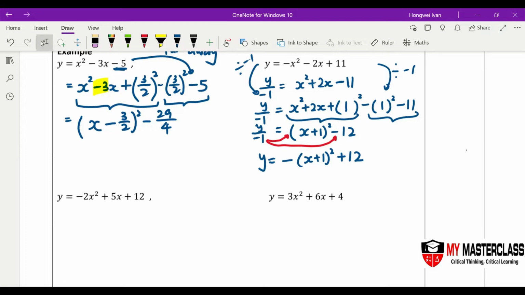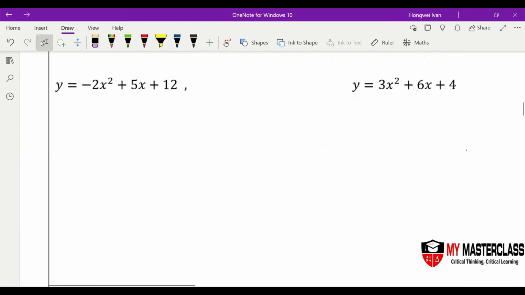Okay. So next one, you see, it doesn't start with x squared. What must you do? Minghui, what must you do? Divide by negative? But I want x squared only, so I must divide by? Very good, divide by negative 2. So if everybody divides by negative 2, you will get x squared. Be careful, divide by negative 2 means minus 5 over 2x minus 6.